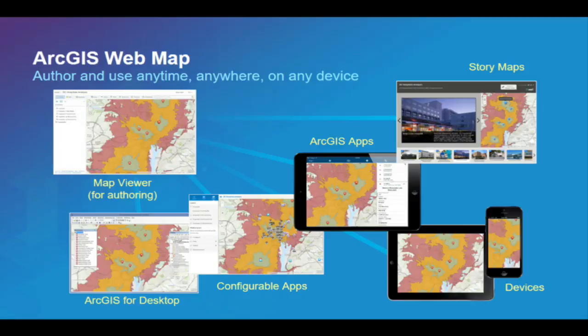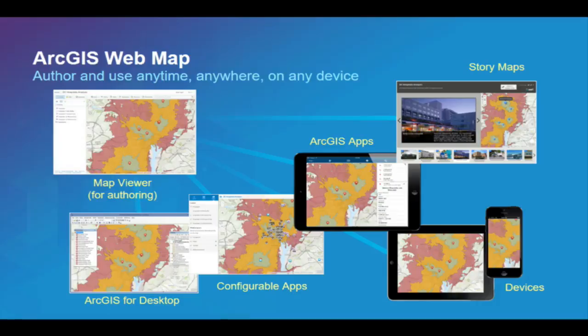That web map can be consumed in ArcGIS for desktop. It can be used in a variety of configurable applications that we'll cover here today. It can also be consumed in story maps and other Esri apps like Collector for ArcGIS, Explorer for ArcGIS, and others like that. So a web map is important. You build it once and you can use it in many, many different ways.